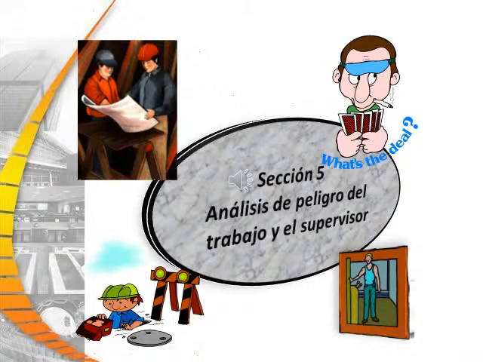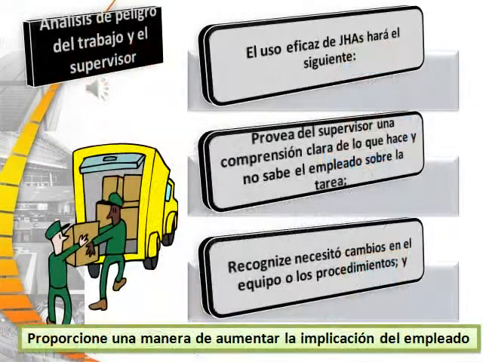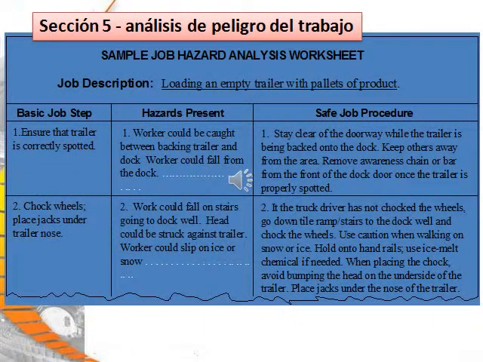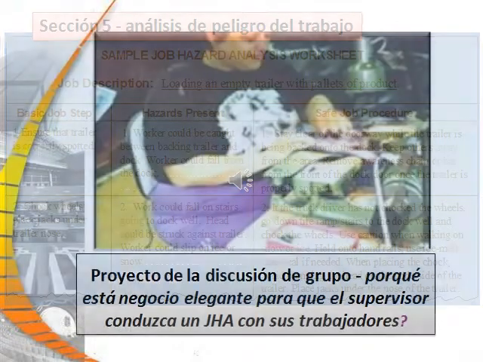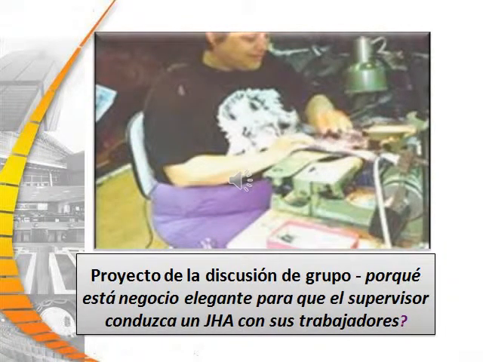Section 5, Job Hazard Analysis and the Supervisor. Effective use of job hazard analysis will do this: provide the supervisor with a clear understanding of what the employee does and does not know about the task, recognize the needed changes in the equipment or procedures, and provide a way to increase employee involvement. Here we can see a sample job hazard analysis showing the basic job steps, the hazards present, and a safe job procedure presented. Group discussion project: why is it smart business for the supervisor to conduct a JHA with his or her workers?